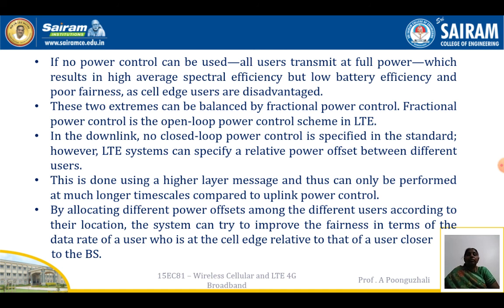So when the mobile stations want to transmit to the base station, the different mobile stations are allocated different powers based on their location. Power offsets are given so that we can get a better data rate, and the efficiency of the data transmission can be improved.